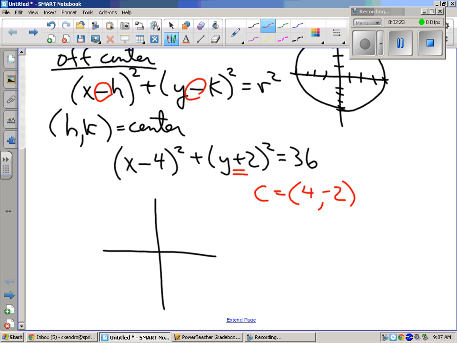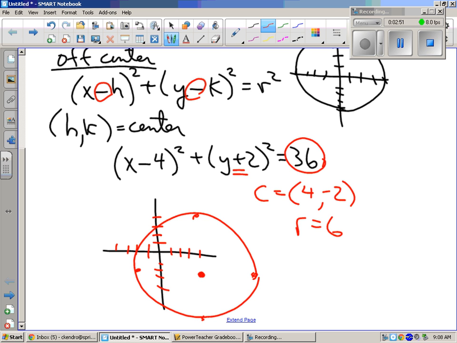Seems like always in math, what's in the parentheses is going to be the opposite when you take it out to evaluate things. So I go over 4, 1, 2, 3, 4, and down 2, that's my center. And then 36, that means r is 6. So then I go 6 in every direction. So it would be here, up to 4 this way and this way. And that would be our circle there. So this would be a radius of 6 in that direction.